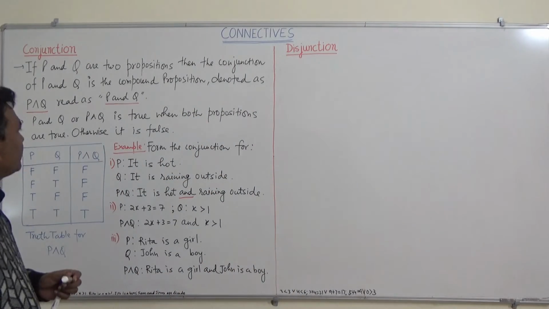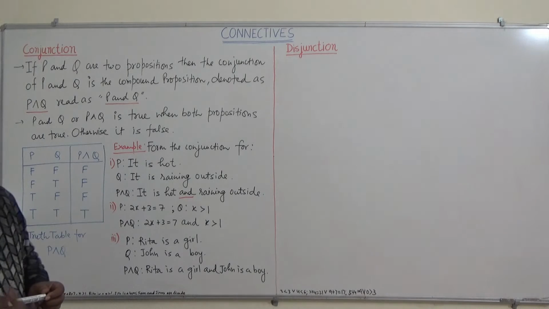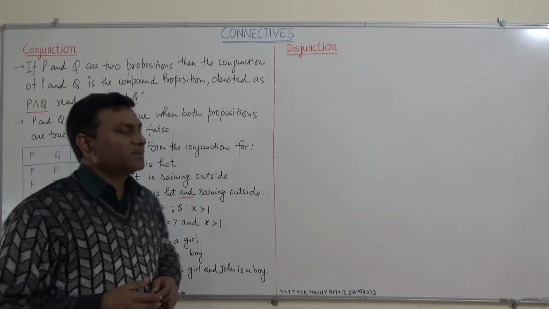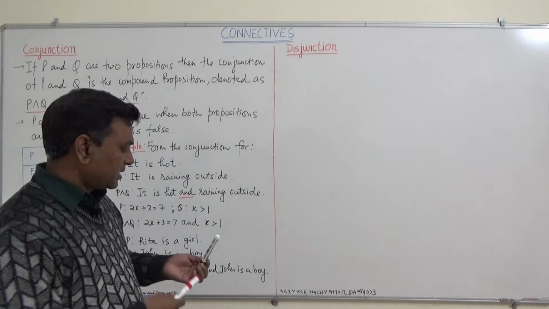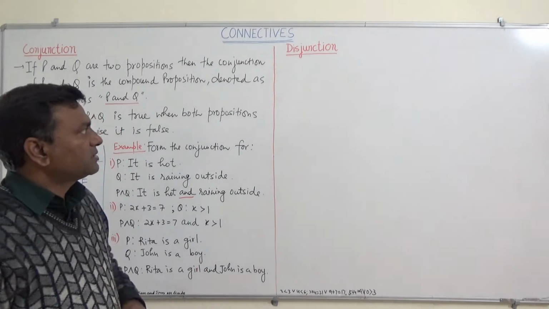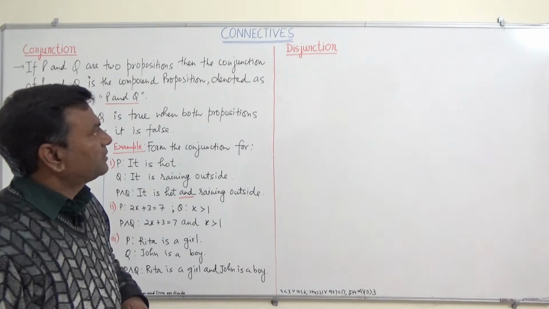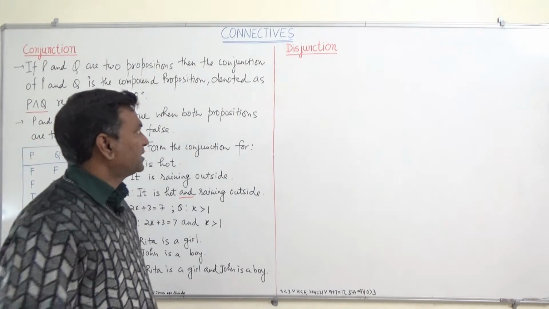Now the second connective is disjunction. This disjunction is equivalent to the OR operator that we normally study in digital electronics. First we will see its definition, then with the help of examples we will understand.